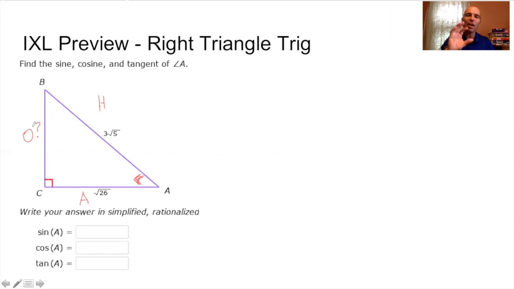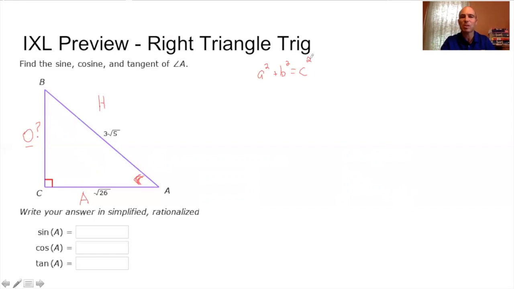So I really wanted you to see this problem because there are limits to right triangle trigonometry, right? In order to figure out the ratio of the opposite over the hypotenuse, you have to figure out what the opposite is. So how do you do that? You do that with the first thing we did today, the Pythagorean theorem.